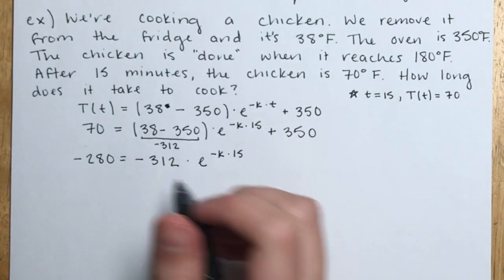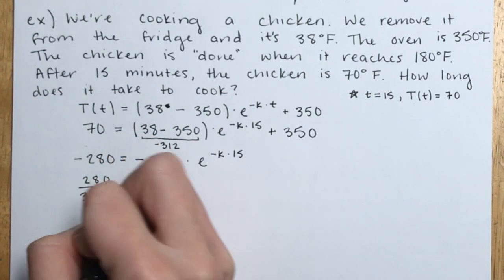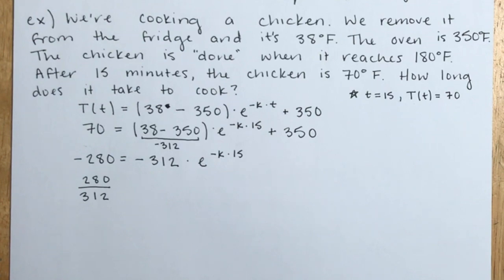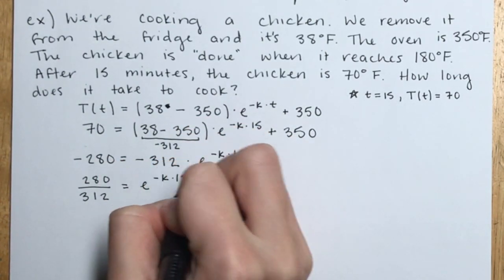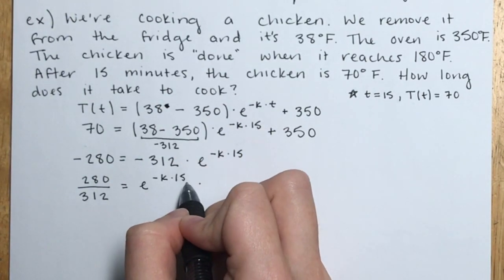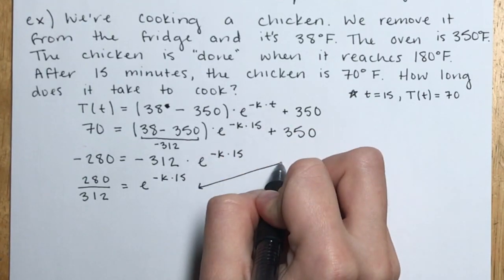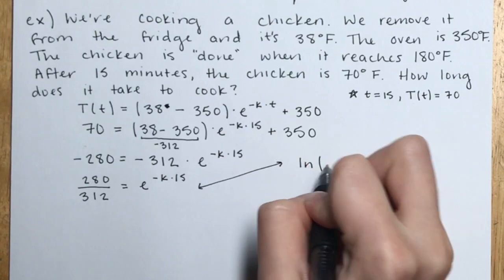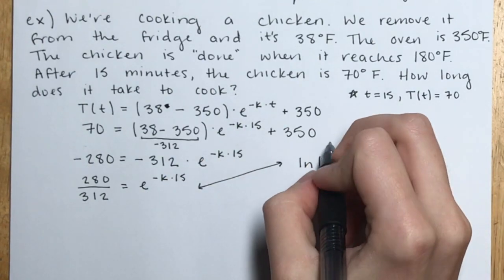All right, so I divide 280 by 312. It doesn't give me a super nice decimal, so I'm going to leave it as 280 divided by 312. But I am going to get rid of these negatives, right? Because a negative divided by a negative is just a positive. So we've got 280 divided by 312 is equal to e to the negative k times 15. We now have an isolated exponential. So we can go ahead and switch to log form. So we end up getting the inverse of e is ln, right? Log base e. Our output before was 280 over 312, so that's my new input.